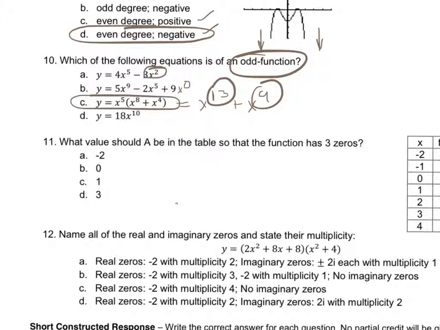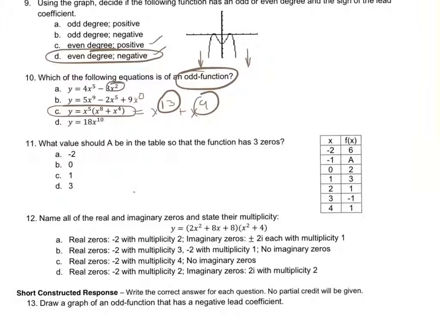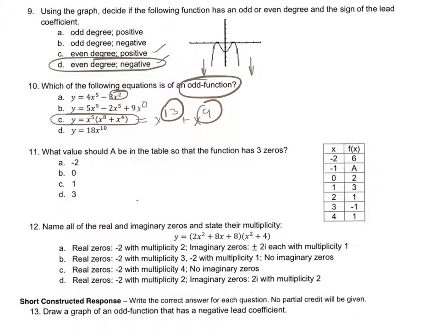Which value A should be added to the table so it has 3 zeros? Right here, there's really only two choices, -2 or 0, because we have to hit 0 at some point. If we put the -2 in there and you think about it, this function is at 6, somewhere up here. Then it's back up here again at 2. So if I were to put a negative value in for A, it would mean that it crossed it and then came back up. That would give me 2 more zeros.